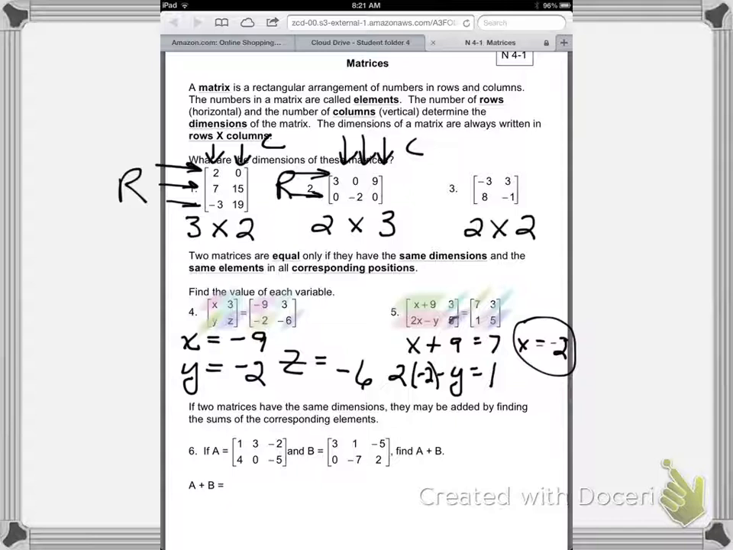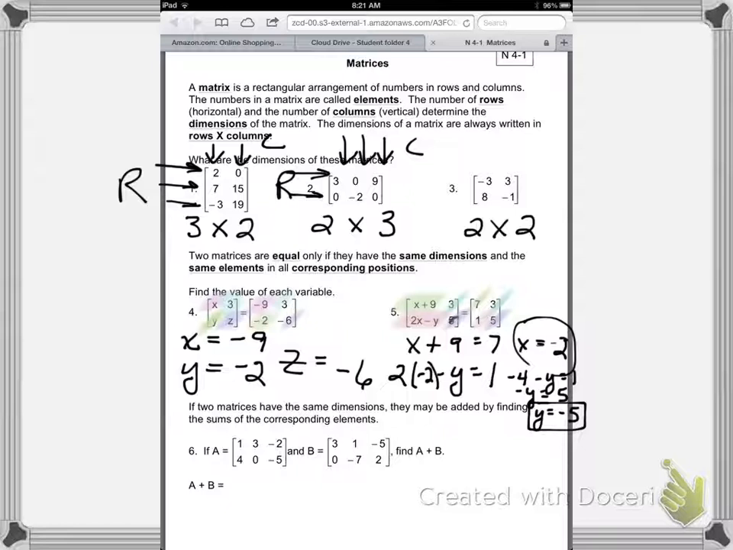So now we have negative 4 minus y equals 1. Negative y is equal to 1 plus 4, or 5, so y must equal negative 5. So now I've figured out what y is and what x is using these equivalent matrices. When you're given equivalent matrices, you should be able to solve for the variables.